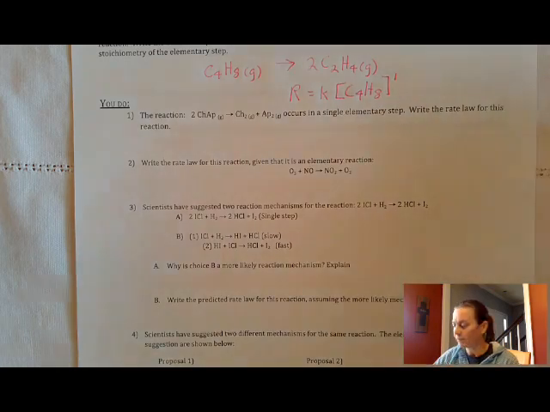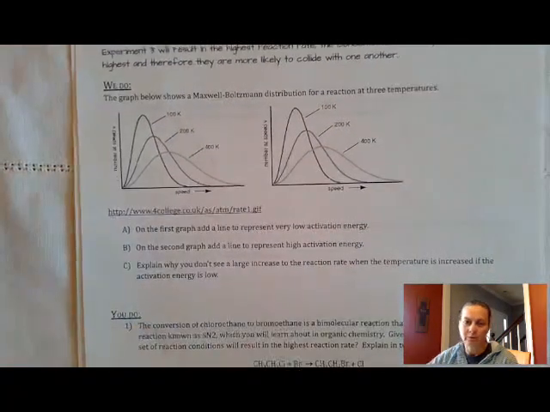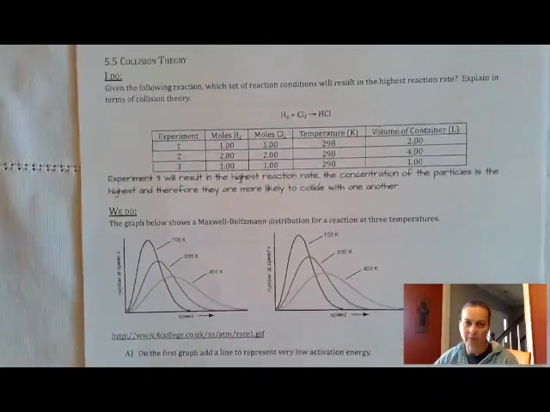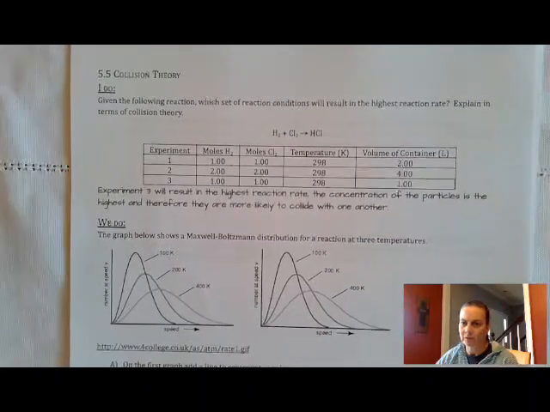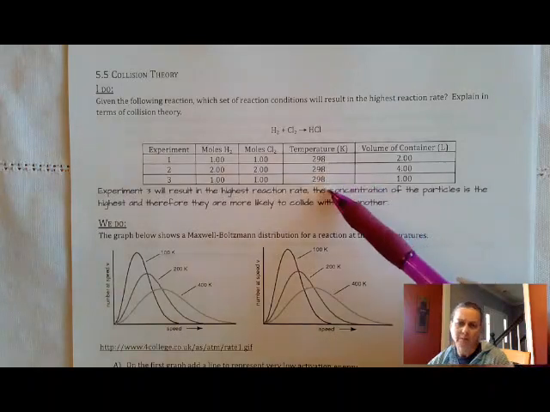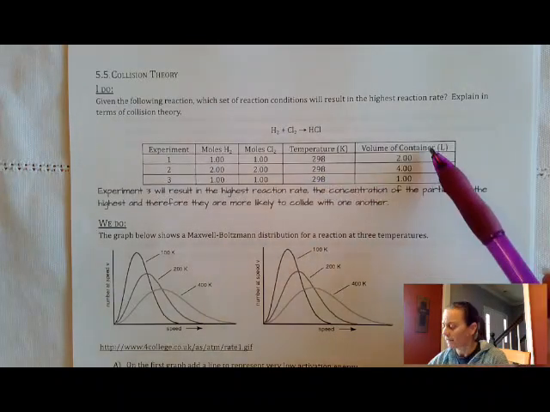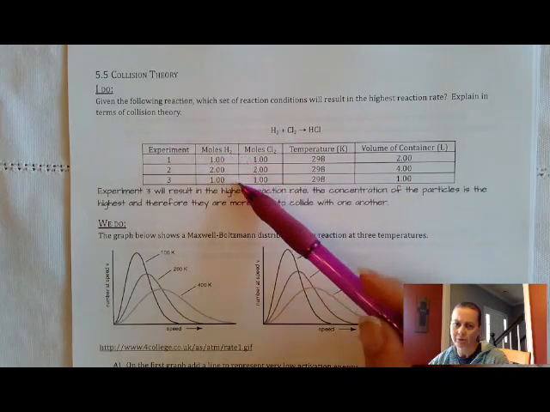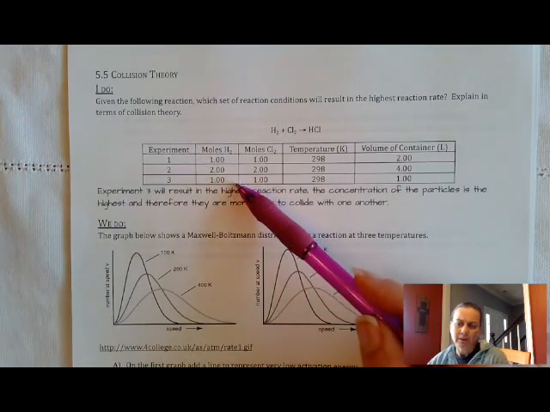All right, let's go ahead and move on to the second part of today's lesson. It says, given the following reaction, which set of reaction conditions will result in the highest reaction rate, and explain in terms of collision theory. The things you have to be careful of here: the temperatures are all the same, so we know the temperature is not going to affect it. The size of the container is changing, and the number of moles are also changing. So we want to think about concentration rather than just moles.